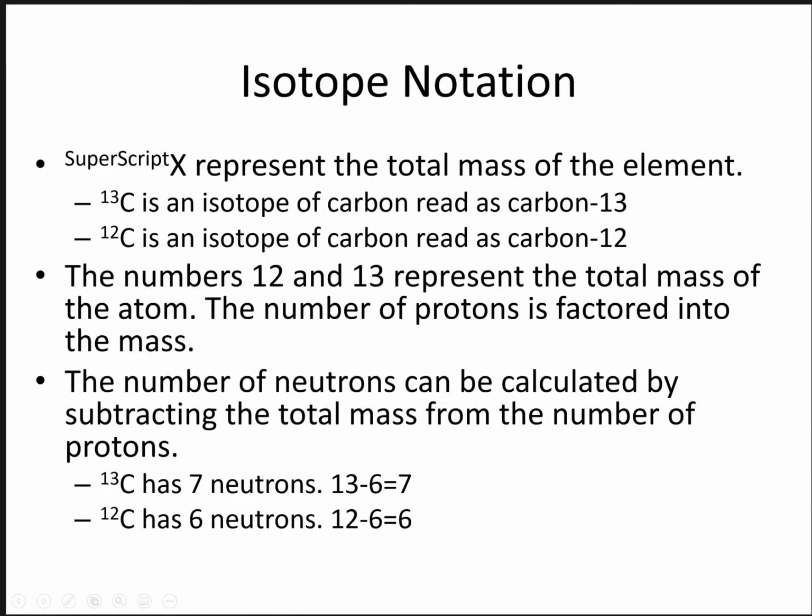So looking at 13C, this is read as carbon 13. 12C is read as carbon 12. The numbers 12 and 13 represent the total number of protons and neutrons. Now you might be asking, how do I know how many protons or neutrons something has based off of a single number? Well, you have to recall that all carbon atoms, by definition, have 6 protons. So the rest of the mass is made up of neutrons. In the case of carbon 13, there are 7 neutrons, and carbon 12 has 6.